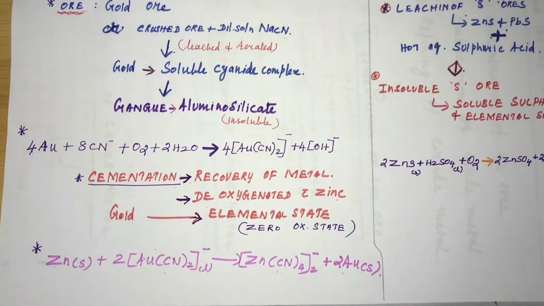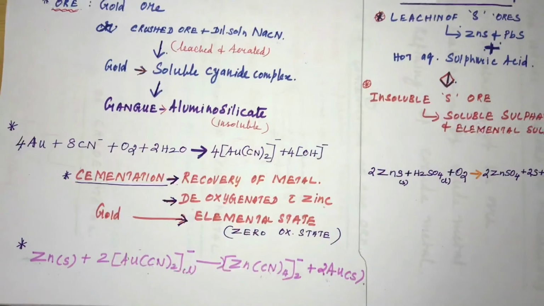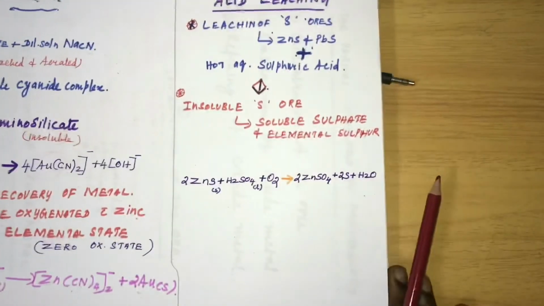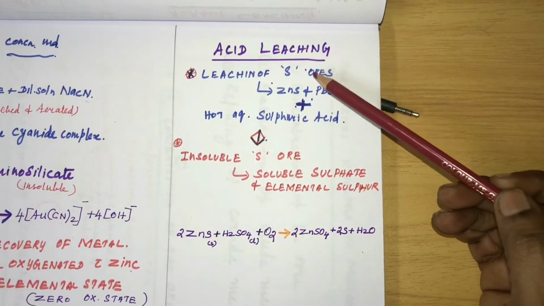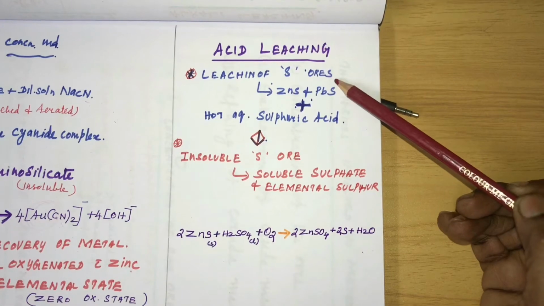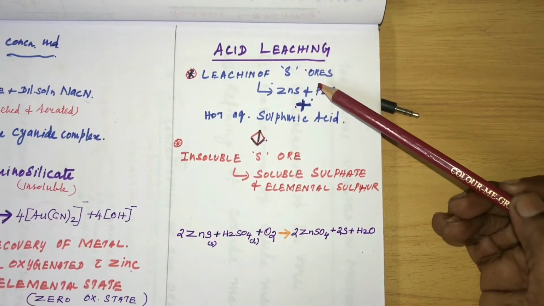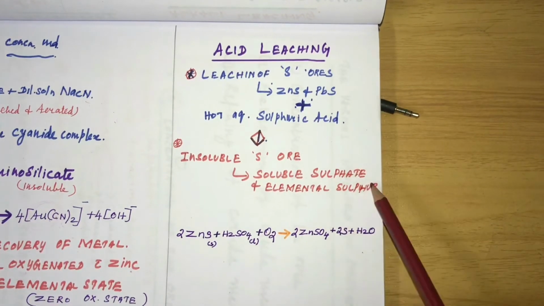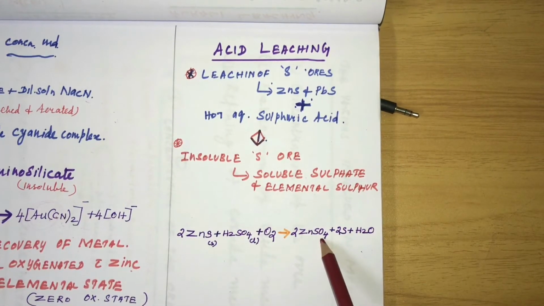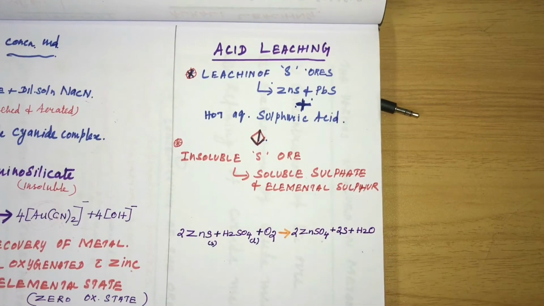Next one is acid leaching process. What is acid leaching process? Sulfide ores are usually insoluble in water. So sulfide ore is converted into soluble sulfate form, thereby we can easily convert that sulfate into oxide.